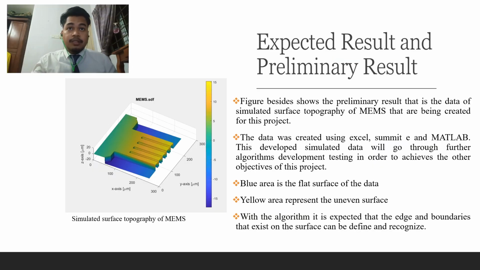For the expected result, the figure shows the preliminary result, that is the data of simulated surface topography of MEMS components that are being created for this project. The data was created using Excel, SUME, and MATLAB. This developed simulated data will go through further algorithm development and testing to achieve the other objectives of the project. From the figure, the blue area is the flat surface of the data, while the yellow area represents the uneven surface that needs to be tested through the algorithm that will be developed by combining the existing algorithms.